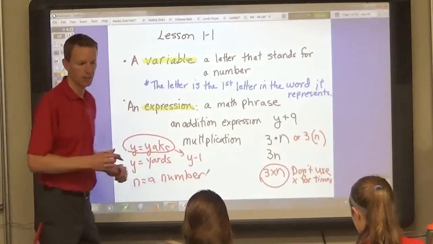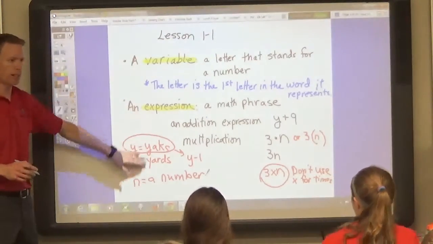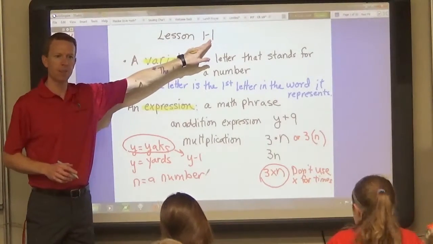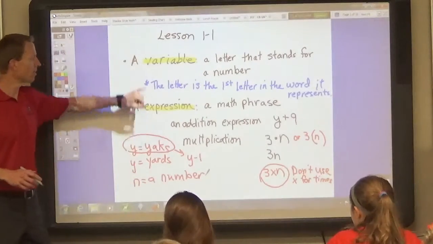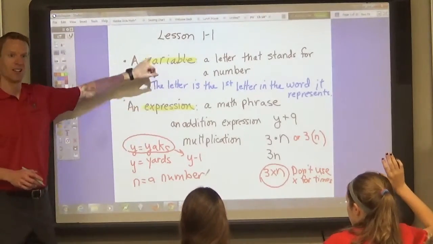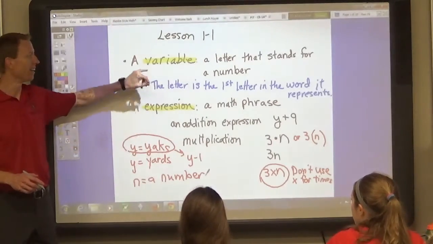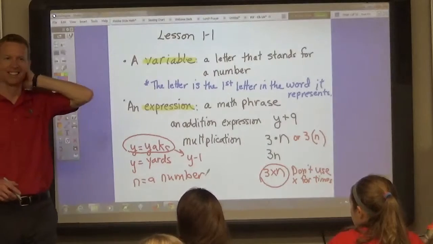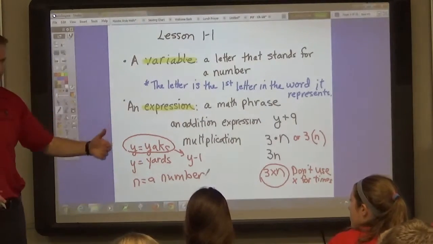Okay? Do all of you have these notes copied? Do all of you have lesson 1-1 written at the top? Good. What else did I do in these notes? Emily? Highlighted. What did I highlight? Variable and expression. Why? They're important. Because they're important. Good.